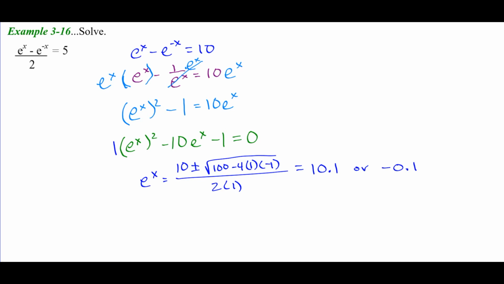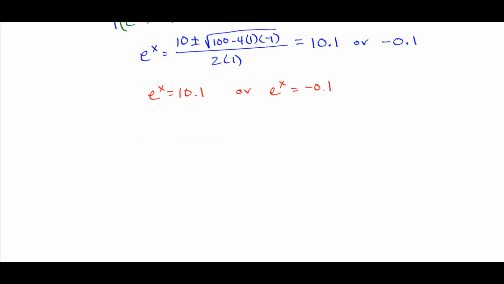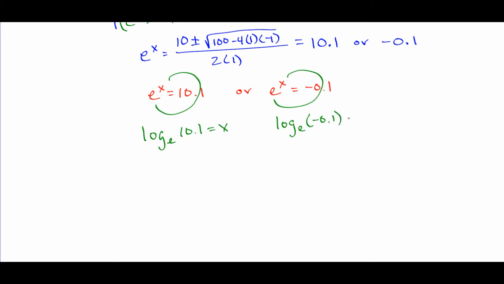Now remember, that's still e to the x equals these, so e to the x equals 10.1 or e to the x equals negative 0.1. And then we can solve those using our logarithm procedures. So if we convert notation here, we get log base e of 10.1 equals x, or over here we're going to get log base e of negative 0.1 equals x.